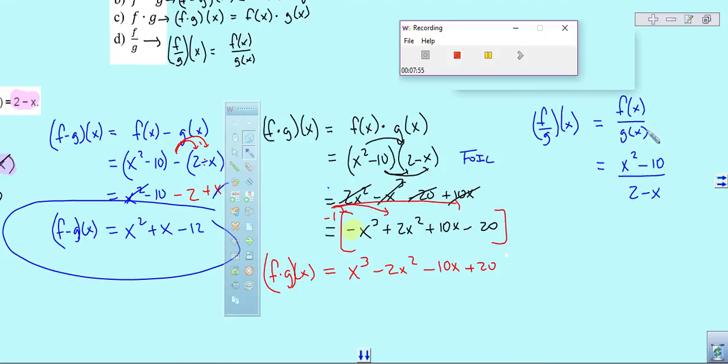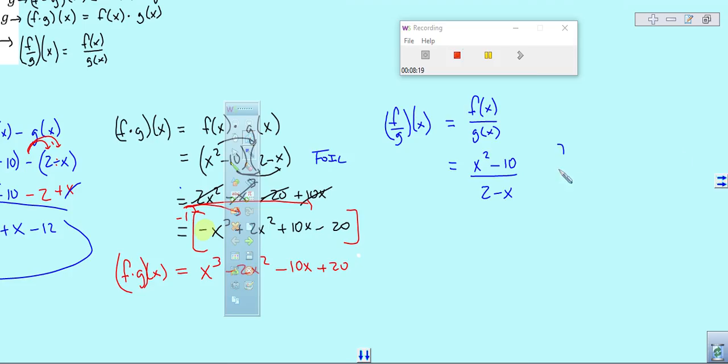So f of x is going to be different, and g of x is going to be different. And so the main thing to think about here is, can this be factored? Can you factor the top, so that there would be a factor on top and a factor on the bottom that would cancel?